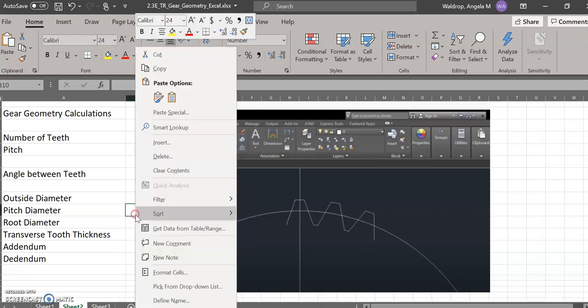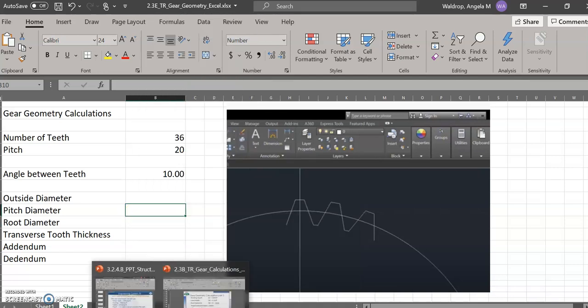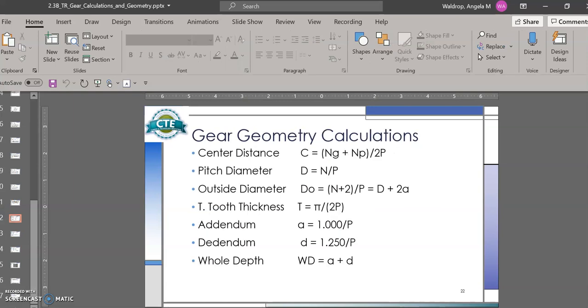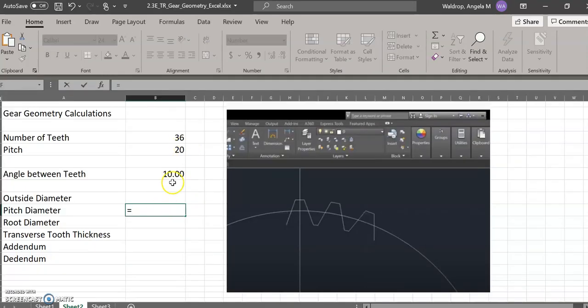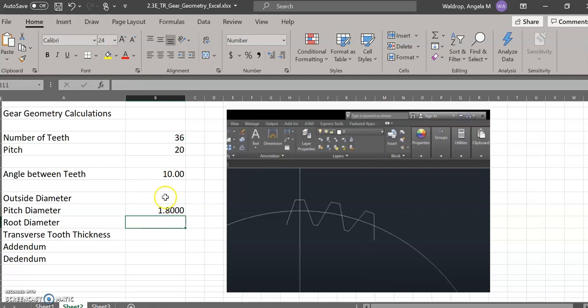I'm going to do the pitch first. If we go back to the equations that we have, we see that the pitch diameter is simply the number of teeth divided by the pitch. Okay, so that's going to be equal to the number of teeth divided by the pitch. I went ahead and set my spreadsheet up beforehand to give me 4 decimal places for my calculations. And by the way, these are using the US customary system, inches, and NDP for the gearing mechanism.